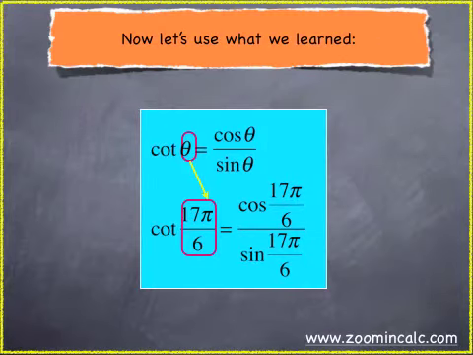Okay, so we're going to go ahead and do that, and when we do that, our theta, or our angle, is 17 pi over 6, so we're going to replace that. So essentially, we're going to be looking for the cosine of 17 pi over 6 over the sine of 17 pi over 6.